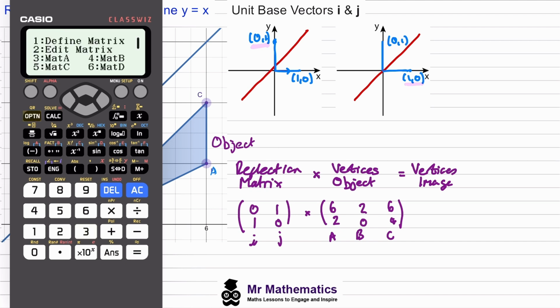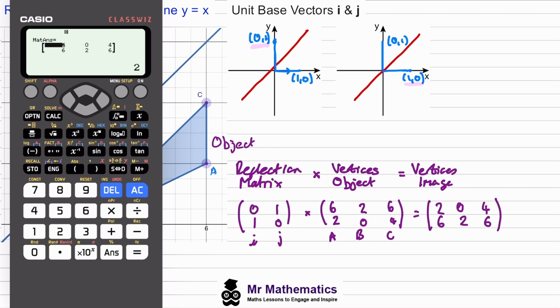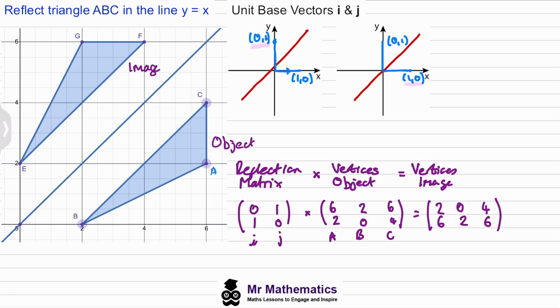We want matrix A multiplied by matrix B, and we get the vertices of the image as 2, 6, 0, 2 and 4, 6, and we'll just check this works. So 2, 6 gives us point G, 0, 2 gives us point E, and 4, 6 gives us point F.